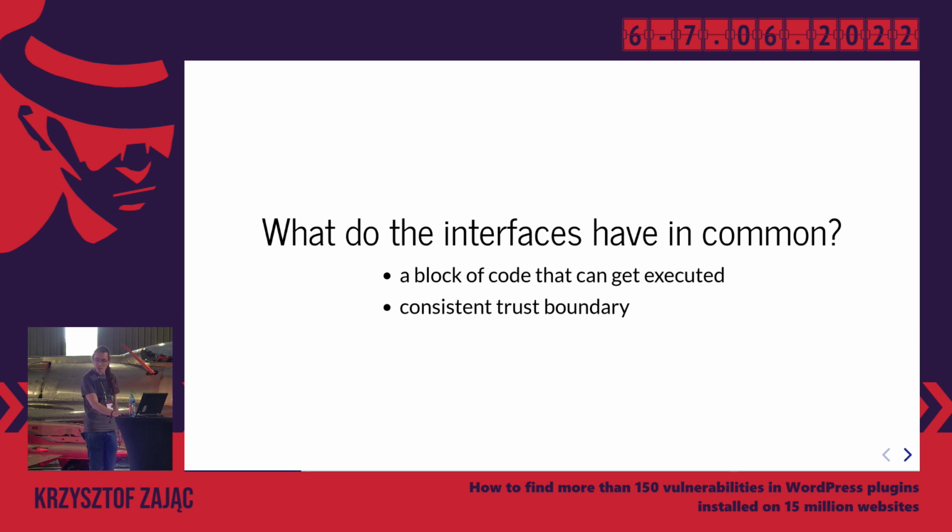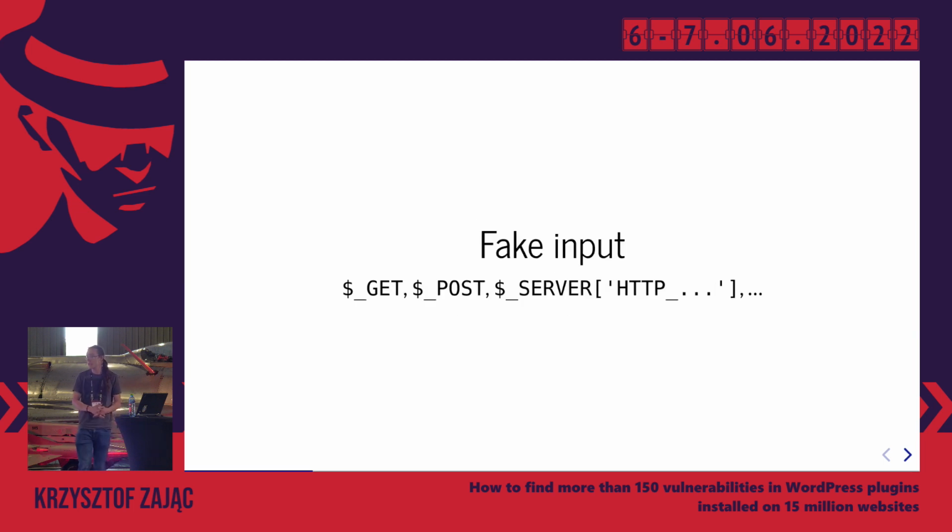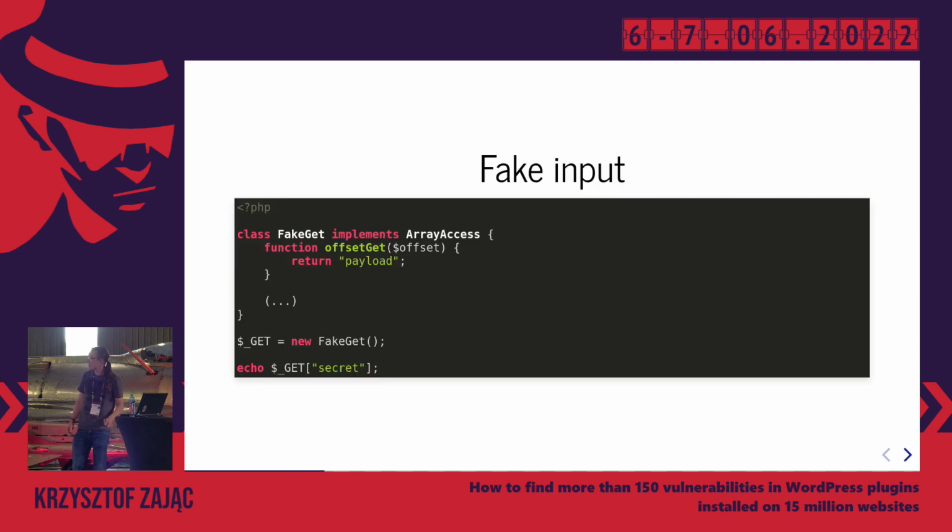All right, so what can we do? We may provide fake input to all these pieces of code. We may provide fake GET parameters, fake POST parameters, fake headers. How to do that easily? We may create a mock which will pretend to be an array with input parameters, and whatever the parameter name is, it could pretend that, yes, of course, we have this parameter. So this is a fake array, which when asked for, for example, the secret parameter, returns a payload.